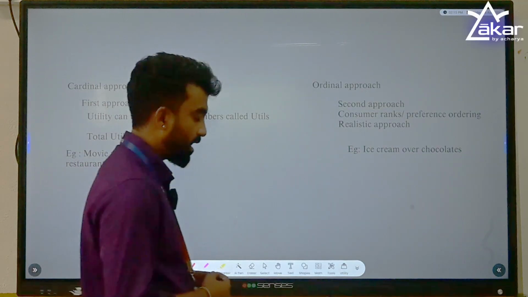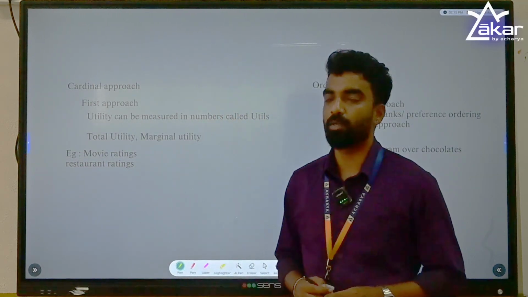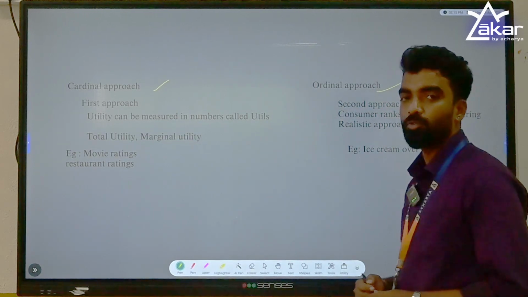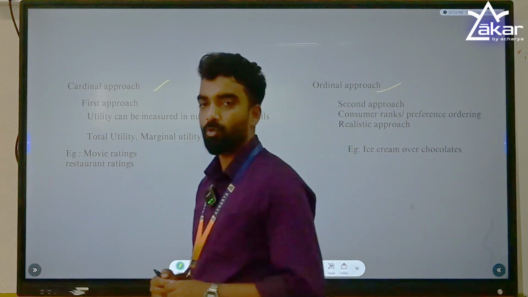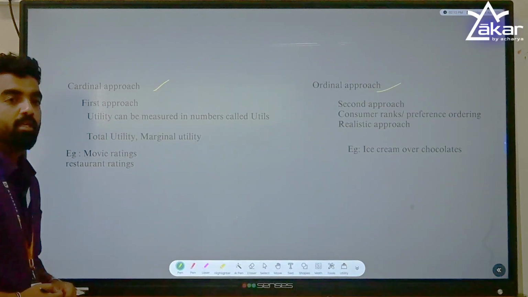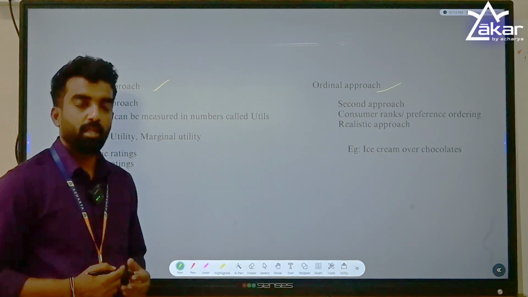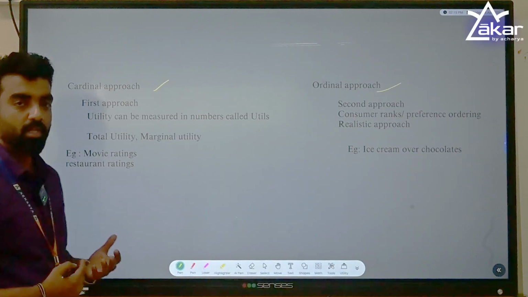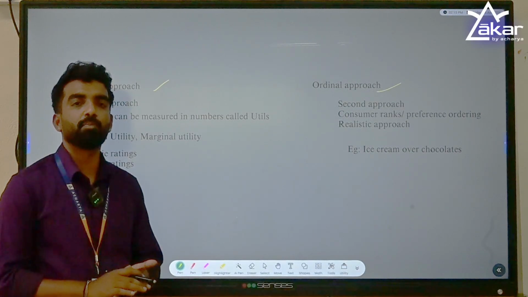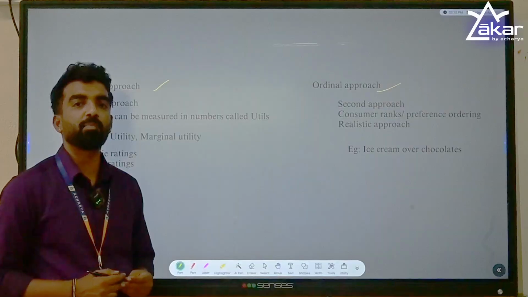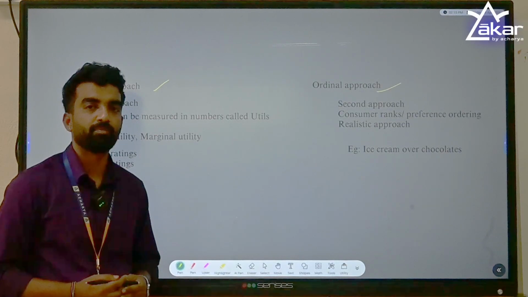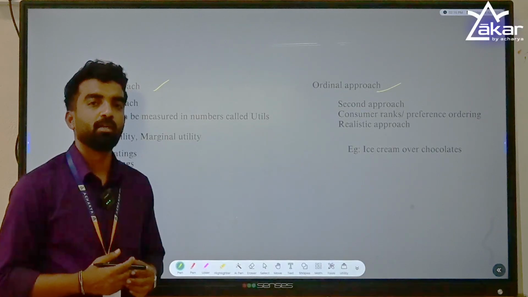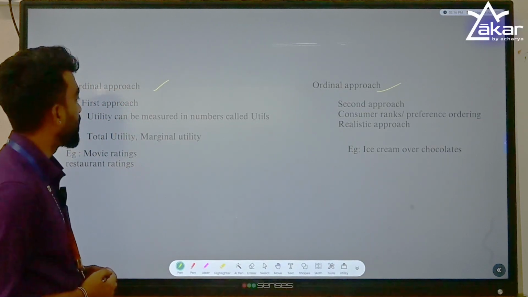So we discussed that we have two approaches to study consumer behavior. One is the cardinal approach and the second one is the ordinal approach. What is the meaning of the cardinal approach? The economists who developed this approach said that the utility or the satisfaction derived from the consumption of any commodity can be expressed in terms of numbers. A numerical expression of satisfaction derived from the consumption of any commodity.